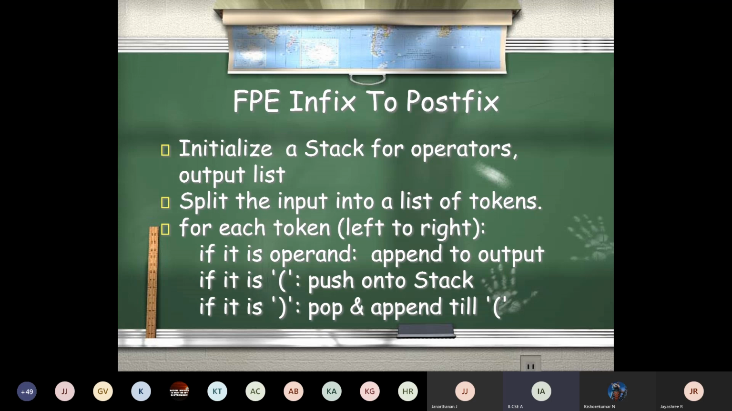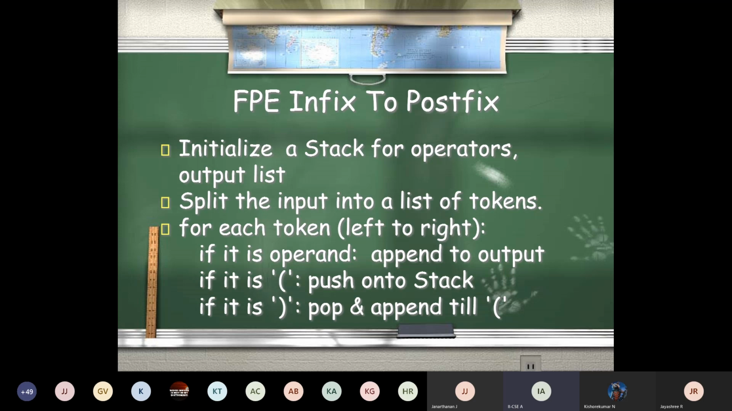So to begin with, we split the input into a list of tokens, and then for each token from left to right, your expression is A plus B star C, I'm going to scan it from left to right. If it is an operand, like A, B, C, a variable, we are going to write it into the output, that is, append it to the output. And if it is an open bracket, we are going to push it into the stack.